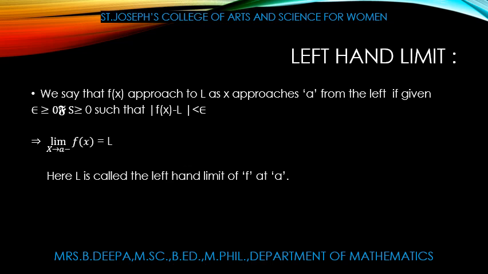Next one is left hand limit. We say that f of x approaches L as x approaches a from the left if, given epsilon greater than 0, there exists delta greater than 0 such that modulus of f of x minus L is less than epsilon, that implies limit x tends to a minus f of x equal to L. Here L is called the left hand limit of f at a.